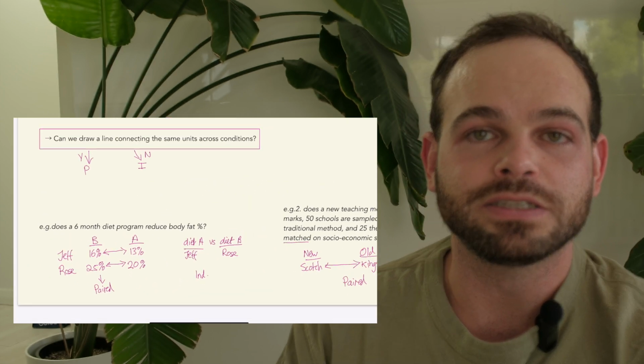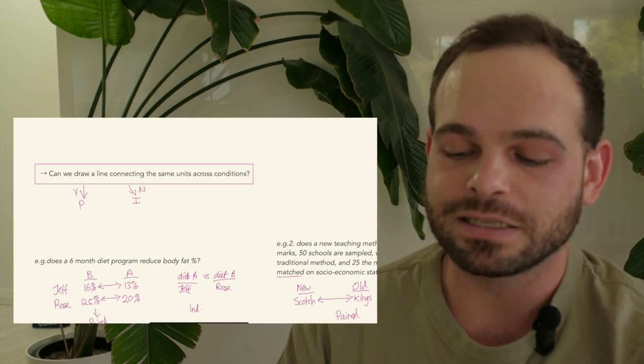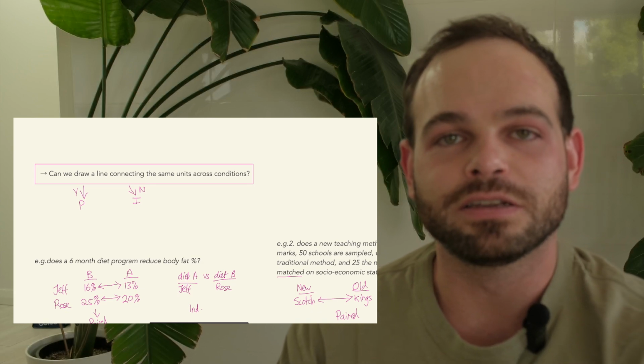So that's all there really is to it. We're just saying, can we draw a line connecting the same units across conditions? If we can, paired t-test. If not, independent t-test.